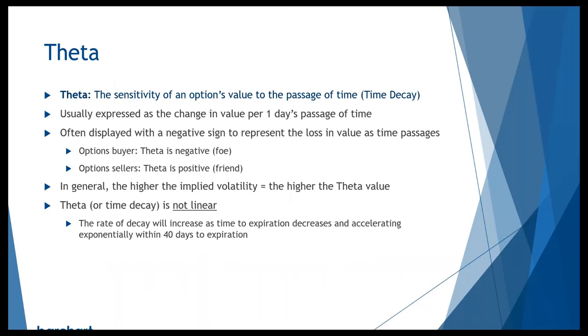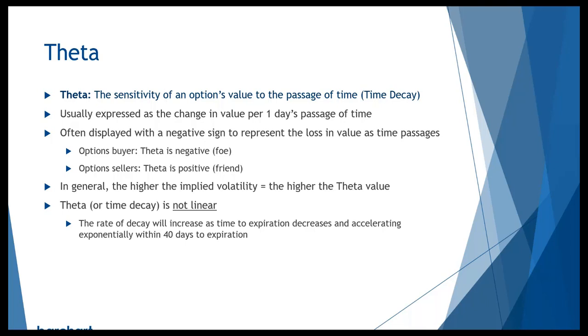Theta or time decay is not linear, right? Theta tends to be gradual at first, and then accelerate as we move closer to expiration. Those of you who have been in some of my previous options sessions know that I advocate this exponential acceleration really starts to be noticeable inside of about 20 days, although the math will show us that somewhere around 40 days, okay?